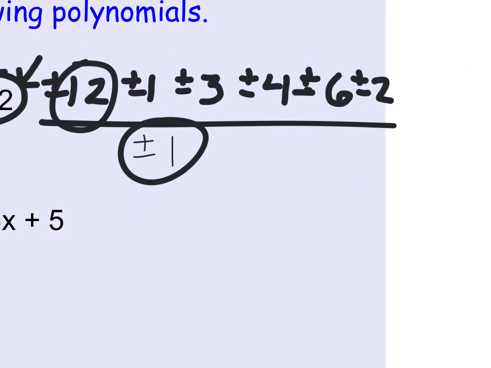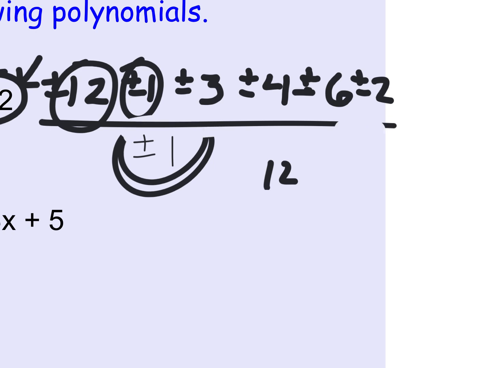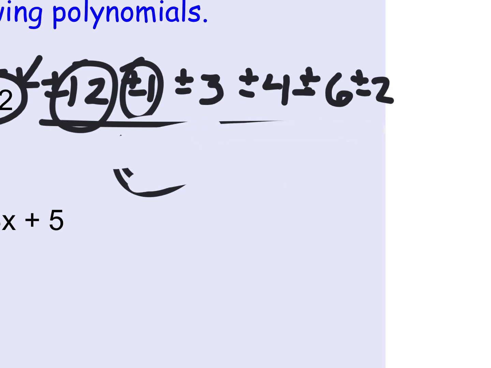What's 12 divided by 1? 12. Well, aren't I just going to get the same thing as I had each time? Yup. Because dividing by plus and minus 1 doesn't really do anything when you divide by 1. So then there's your list. There is your list of possible factors.